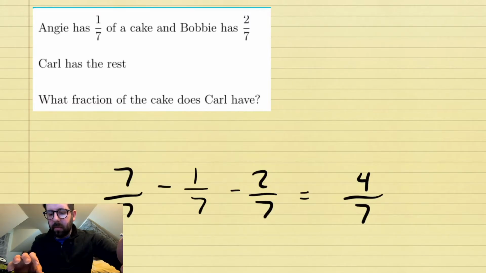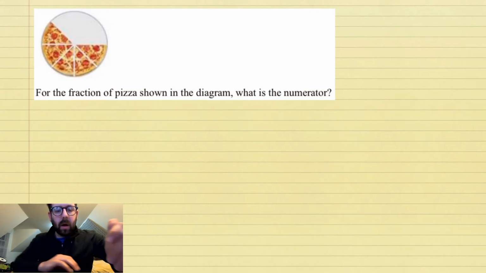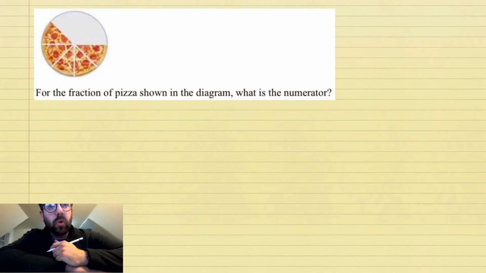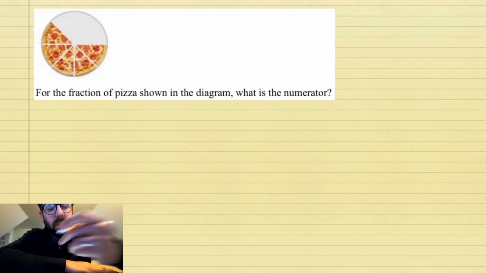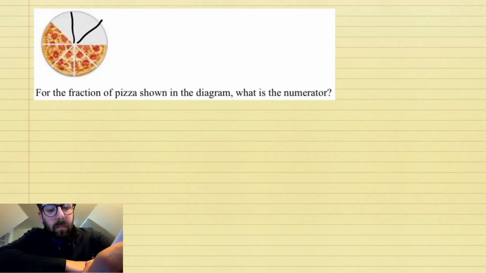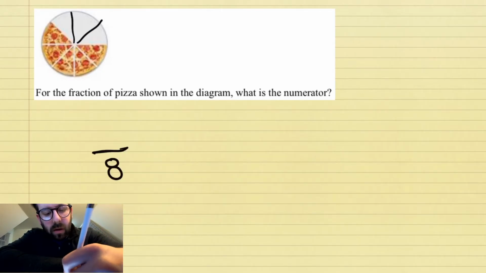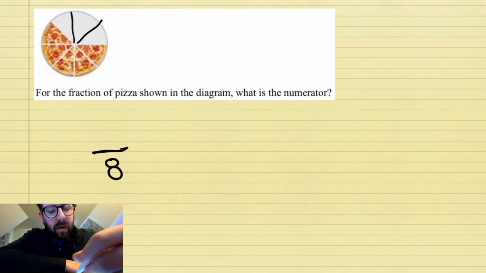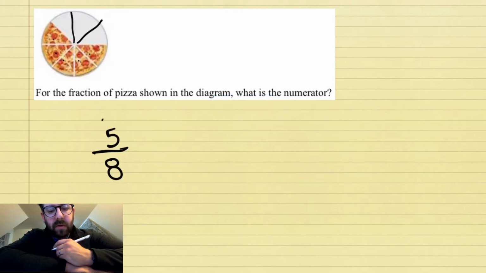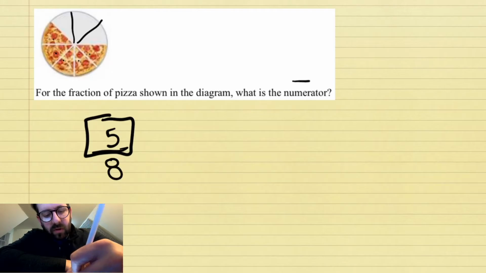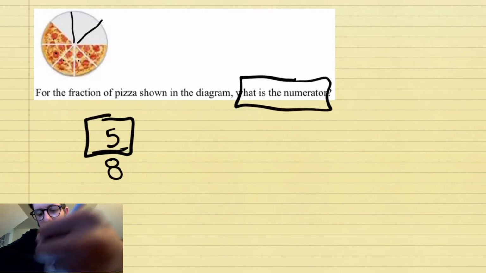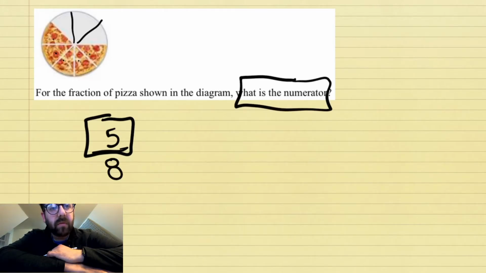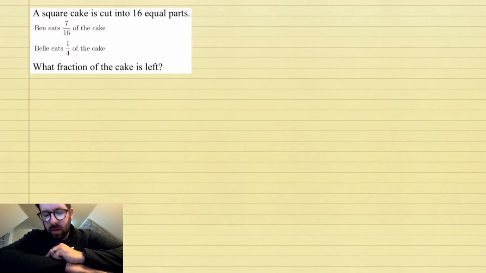Let's go to the next problem here. All right, what fraction of the piece is shown? What is the numerator now? So it looks like on this particular problem, 8 pieces can fit on this pan if I separate this out. But 1, 2, 3, 4, 5, there should be 5 pieces left. So the numerator, that's the top number. So the answer that I was looking for was 5. What is the numerator of this problem? What piece is shown? 5. That should be the numerator number. All right, let's go to the next one.